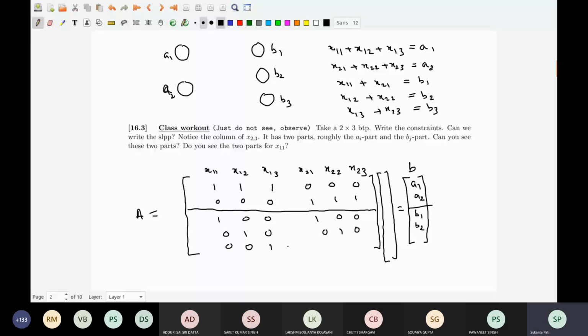Okay, so what do I have now? I have one equation for each source and sink. So in total I will have 5 equations. So the size of the matrix is m plus n rows, and how many columns? The number of variables, that is mn columns. Okay, that is what it is. So this matrix has two parts, roughly the Ai part and the Bj part. I mean the rows due to the sources, and the rows that you have written due to the sinks, essentially.